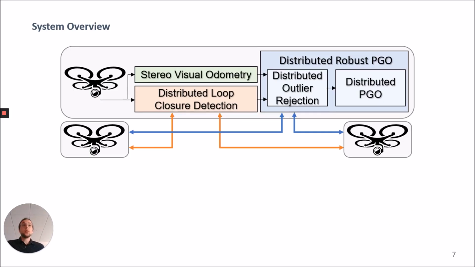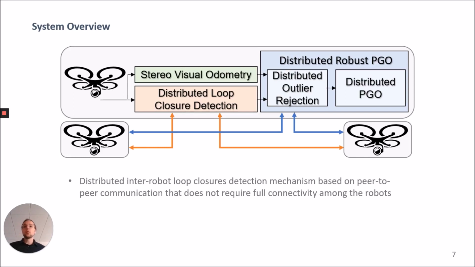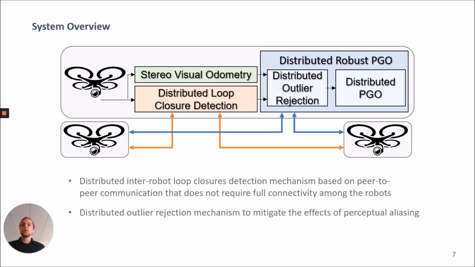This is the system overview of SLAM. Each robot runs 4 modules: a stereo visual odometry module for motion estimation, a distributed inter-robot loop closure detection mechanism based on peer-to-peer communication that does not require full connectivity among the robots, a distributed outlier rejection mechanism to mitigate the effects of perceptual aliasing, and a distributed pose-graph optimization module using the measurements produced by the other modules. This makes SLAM a complete multirobot SLAM system suited for field experiments.